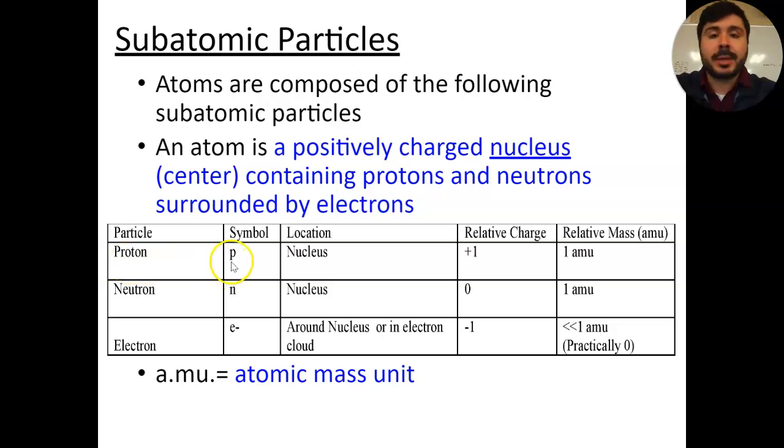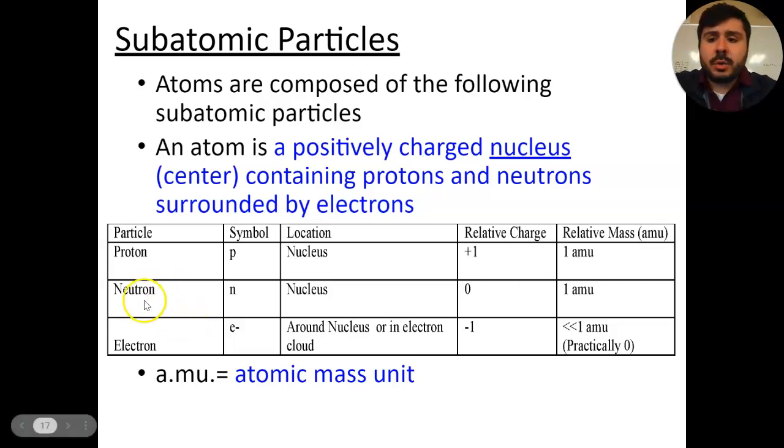Going from left to right, first is the proton. The proton has a lowercase p as its symbol. Its location is the nucleus, like I've been mentioning, and it has a relative charge of +1. So one proton has a charge of +1. If you had 2 protons present in an atom, 1 plus 1 is 2, so a positive 2 charge will be present. If you've got a total of 10 protons, it's 10 times +1, so positive 10. Its relative mass is 1 AMU, so for every 1 proton you have, it weighs 1 AMU.